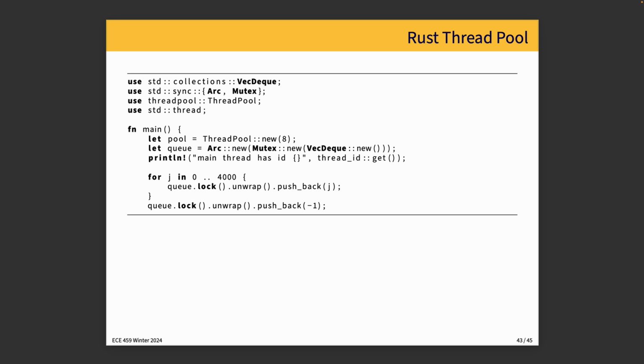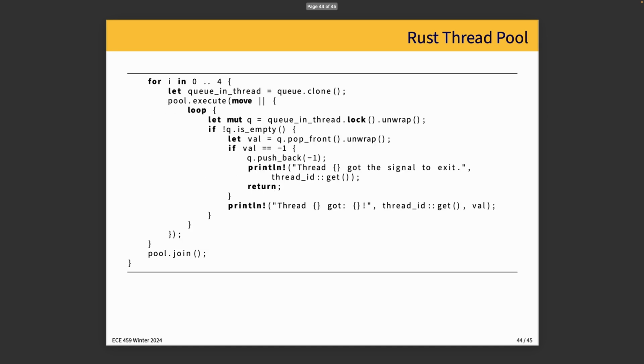Okay, so we're going to create a new queue and we're going to wrap it in a mutex and then put it in an atomic reference count. And we'll just print the main thread ID so we have an idea of it. And yeah, we're going to then just push a bunch of data into this queue, 4,000 integers, and then we will push a -1 in there as a sentinel value that says, all right, we're done and it's time to go home.